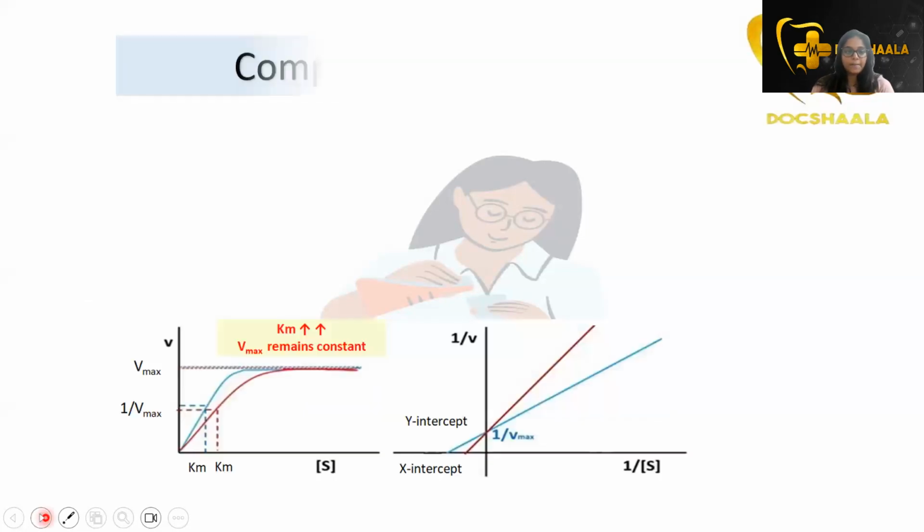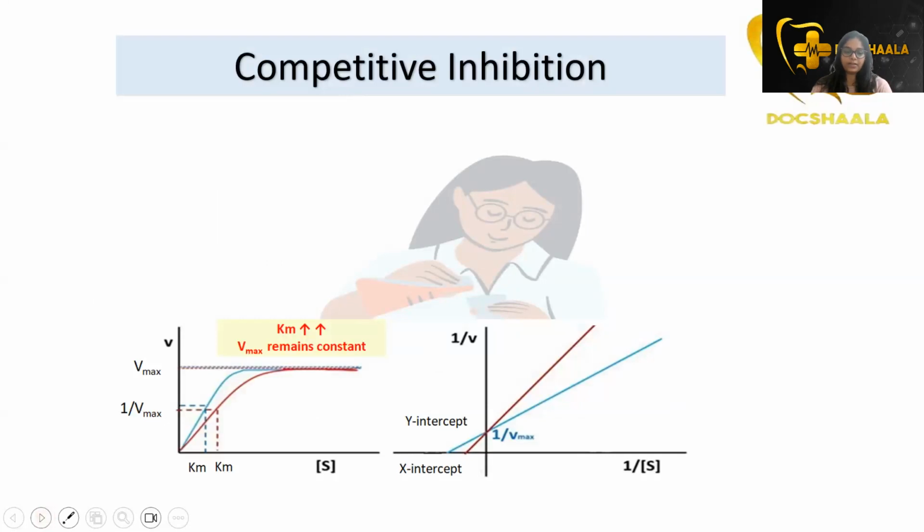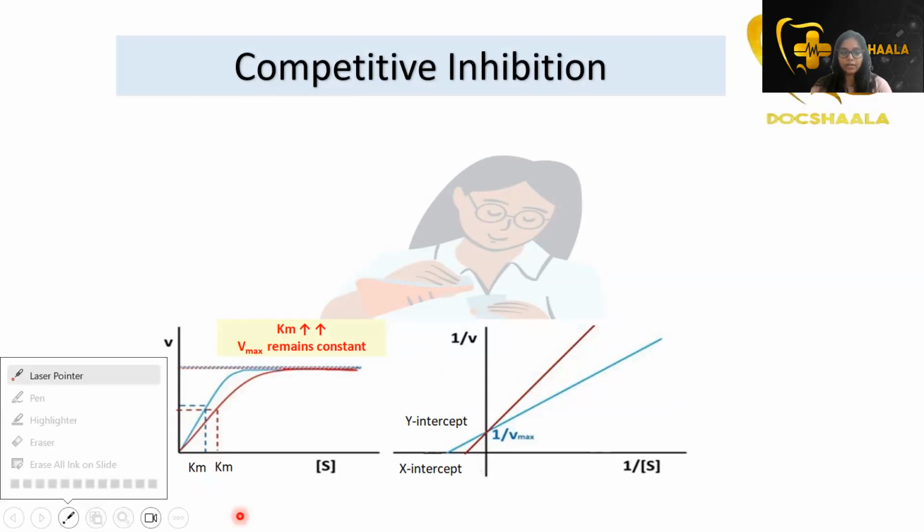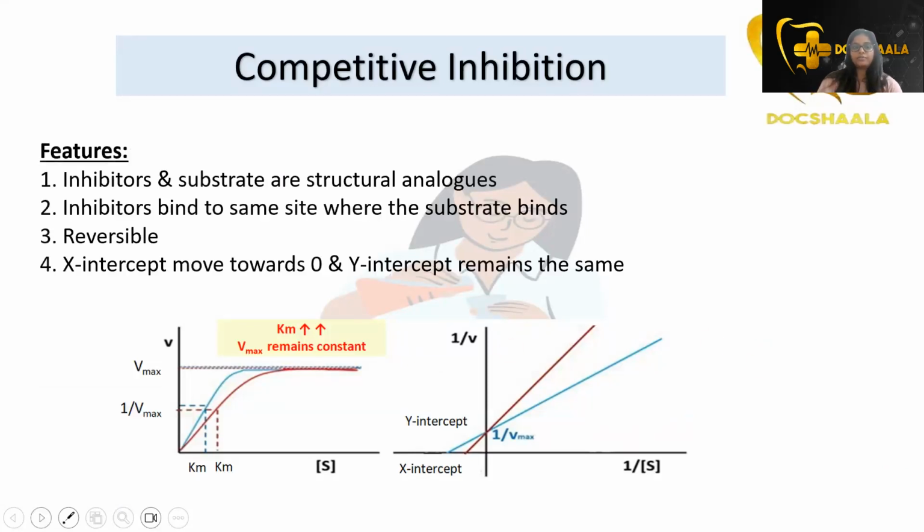Coming to competitive inhibition. Don't get confused with the graph that we have here, just keep your mind on the slide alone. The features here are that the inhibitor and substrate are structural analogs, and inhibitors bind to the same site where the substrate binds. Hence it is reversible.